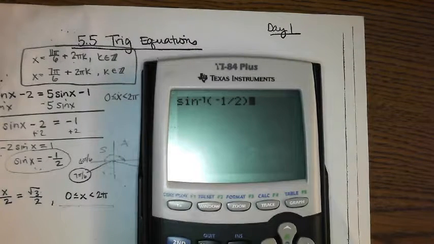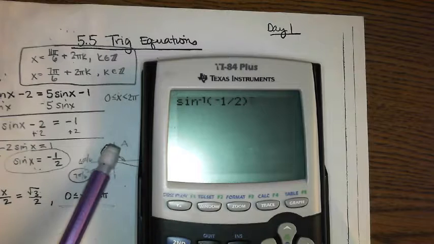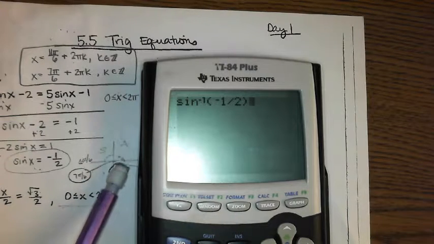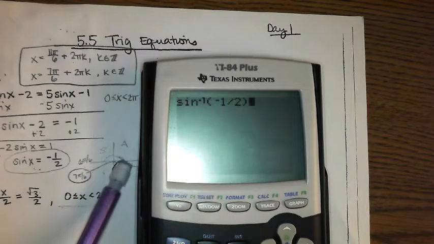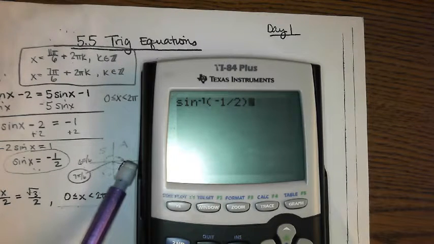Now, from last chapter, though, we learned that when we do inverse sine, it's always going to give us an answer between what and what? Negative pi over 2 and positive pi over 2. This particular one is going to give us the one between negative pi over 2 and 0, correct? Because it's our fourth quadrant.